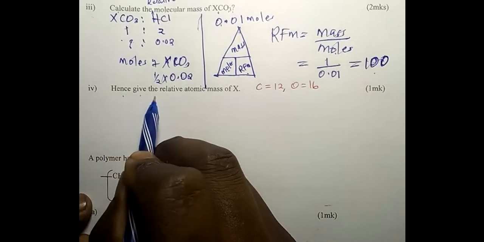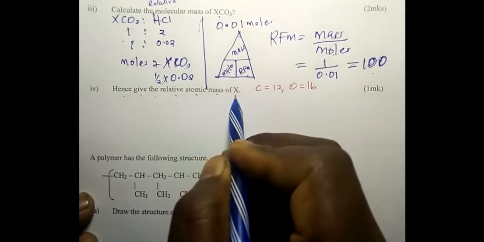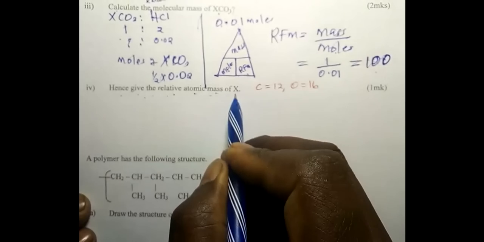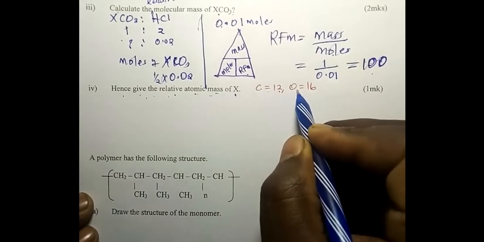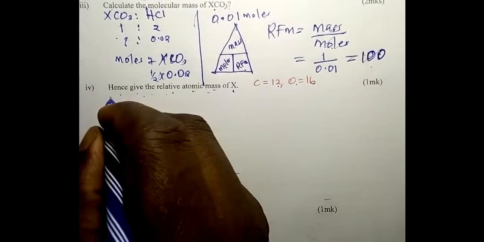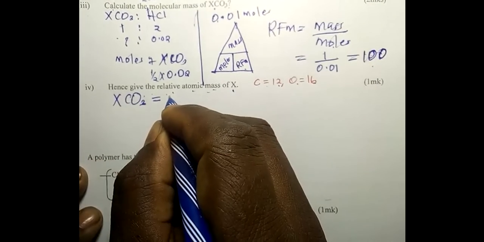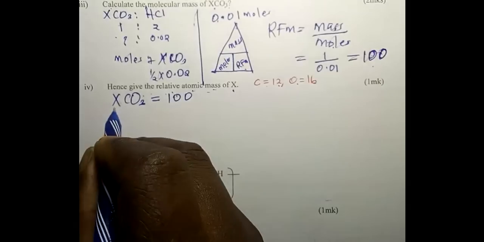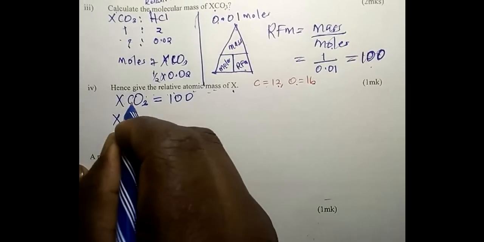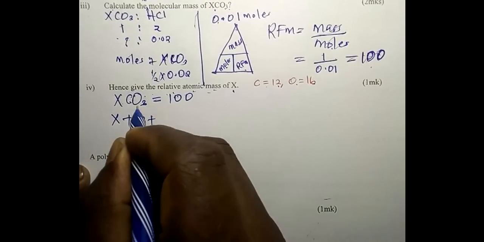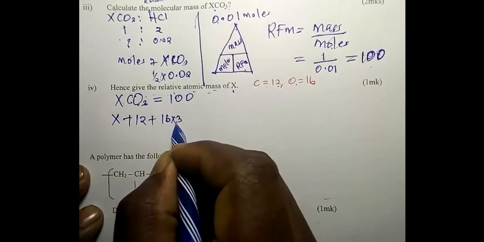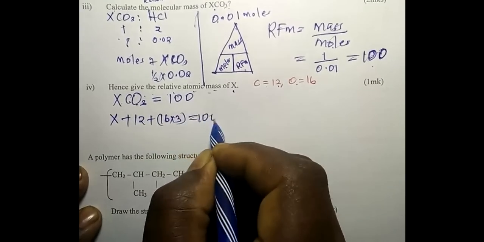Hence, give the relative atomic mass of X. So we want to calculate the relative atomic mass of X given that carbon is equal to 12, oxygen is equal to 16. So X carbonate will give us the RFM, which is 100. But X we don't know, so X plus carbon, which is 12, plus oxygen is 16 times 3, will give us a total of 100.